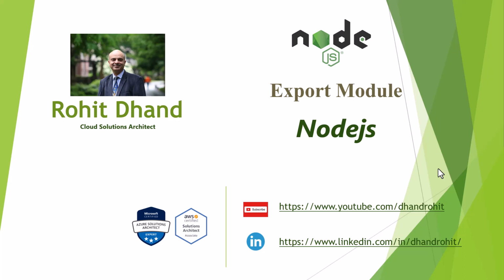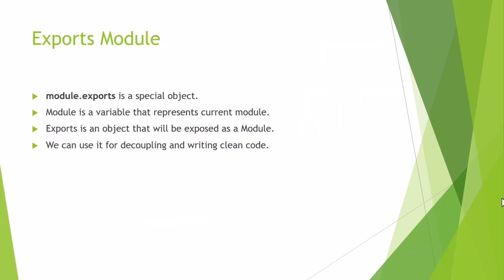Today's video we are going to talk about the exports module within Node.js and how we could use it. The exports module is a very special object. Module is a variable that represents the current module, and exports is an object that will be exposed as a module. We could expose single variables or functions or other things in a separate file, and that could be used with the help of a require statement within any other Node.js file.